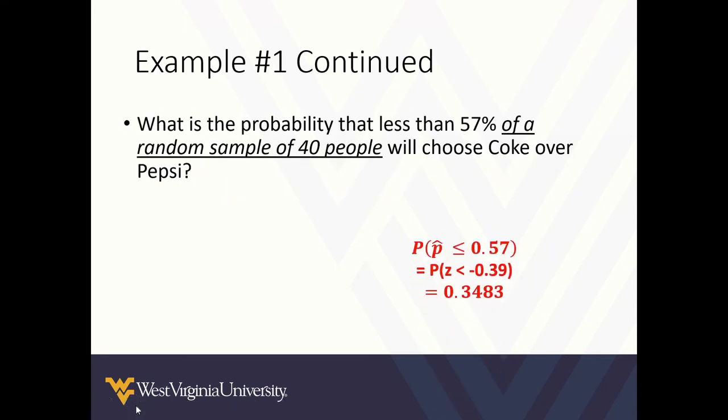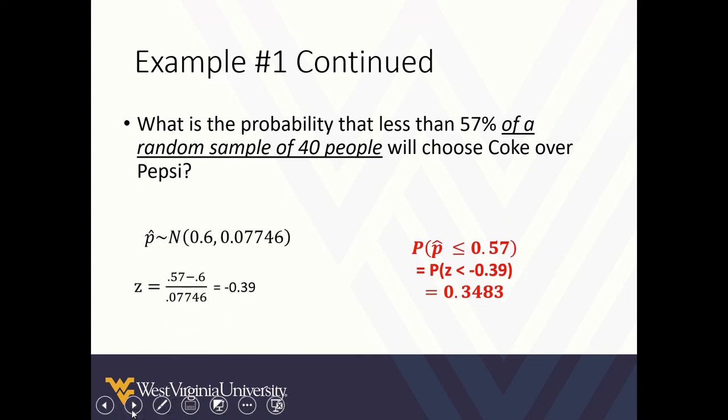So asking another question, what is the probability that less than 57% of a random sample of 40 people will choose Coke over Pepsi? Well, again, we know that the p hat approximately follows the normal distribution with a mean of 0.6 and a standard deviation of 0.07746. Plugging in for our z-score, that would be 0.57 minus 0.6 over 0.07746. So this will give us a z-score of negative 0.39.